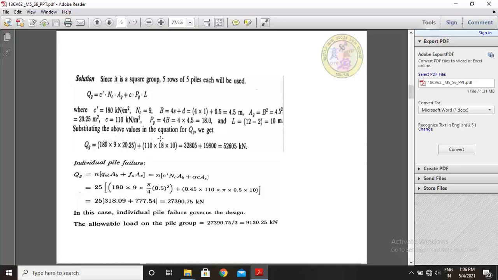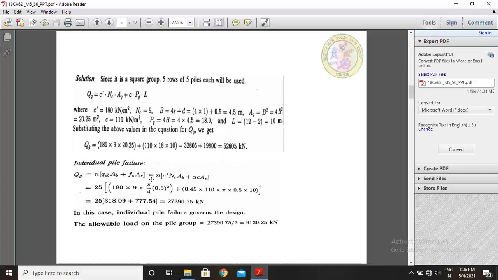Substituting the above values in the equation for Qg, we get Qg equal to 180 into 9 into 20.25 plus C is 110 into 18 into 10. So finally we are getting 52605 kilonewtons, that is the group capacity load.